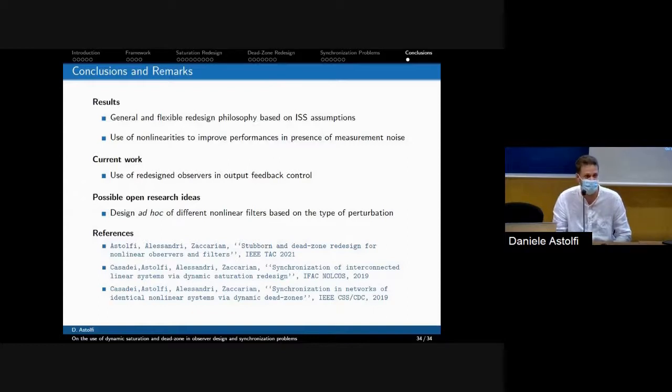Yes. Well, actually, when you apply the saturation redesign, it's because you expect to do something better in the presence of outliers. And when you apply the dead zone, it's because you know the noise is persistent. So yes, we are using some kind of information about the noise. You don't need this kind of information to show that the redesigned observer works, of course, but you use it in order to design your filter somehow. But of course, using some different information, maybe some spectral information, or maybe some different type of nonlinearities, could also do a good job.